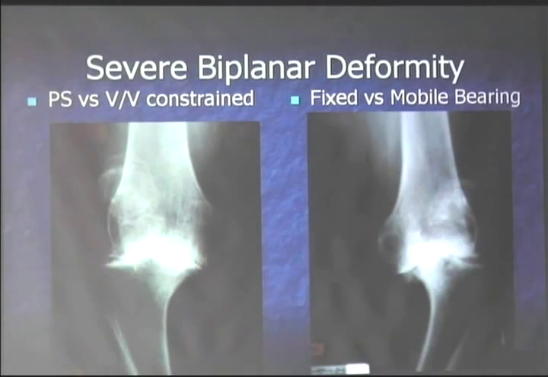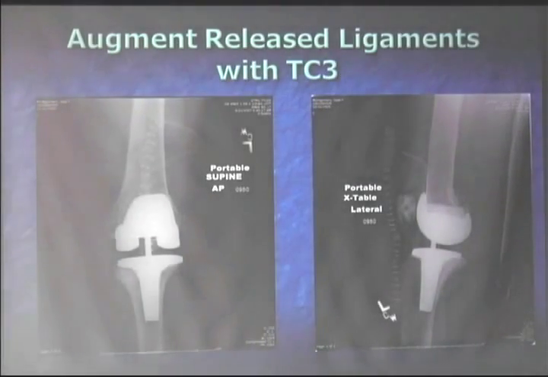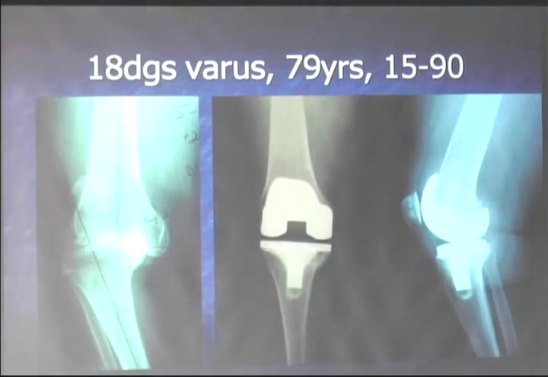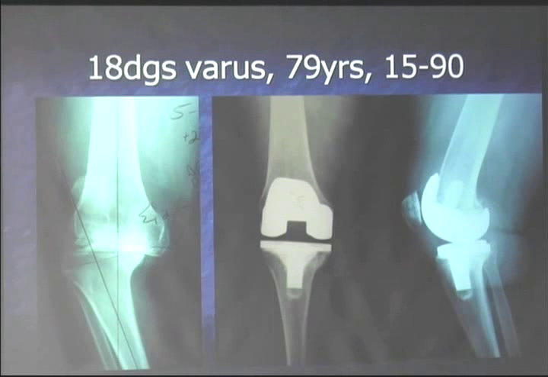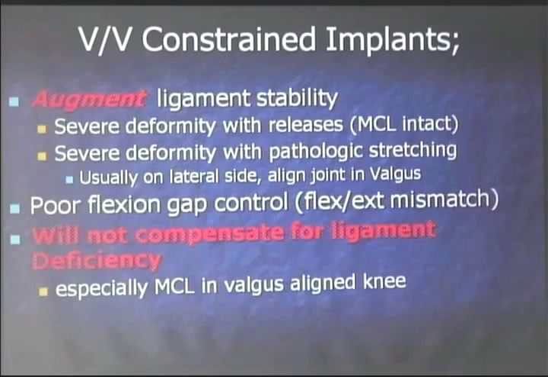Here's some examples. This question would be, in these severe biplanar deformities, do you use a PS or varus valgus constrained device, fixed versus mobile bearing? And this one, when you release it enough, and also depending on the age of the patient, then we go with the TC3 device in this particular patient. Here's another patient in 18 degrees of varus, fairly stiff, able to get away with a PS device. So I don't think there are any hard and fast rules. There's judgment that goes on during these cases, certainly.